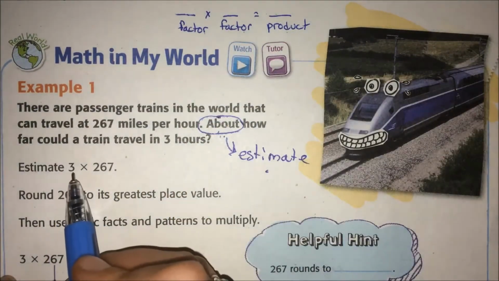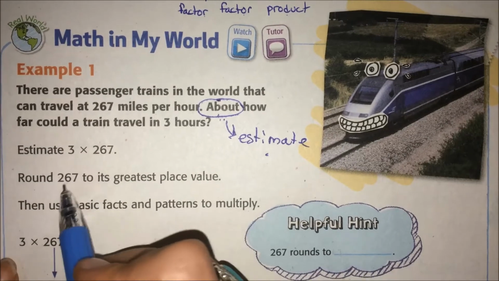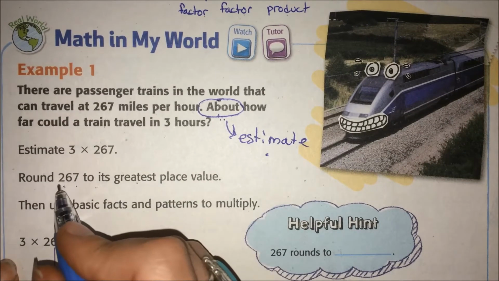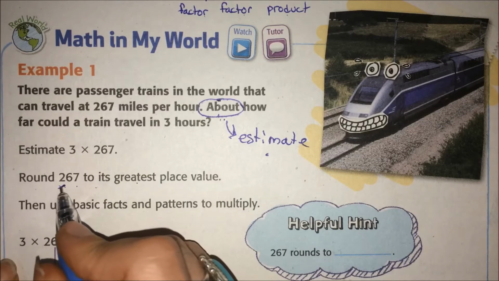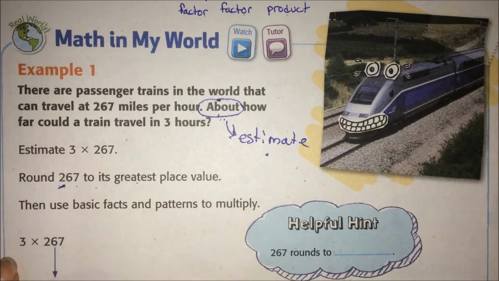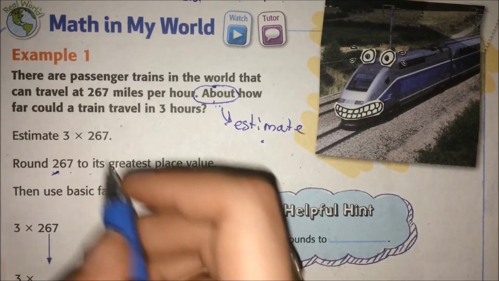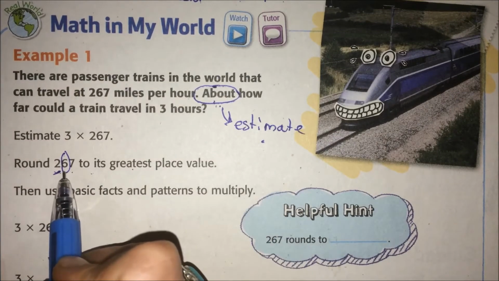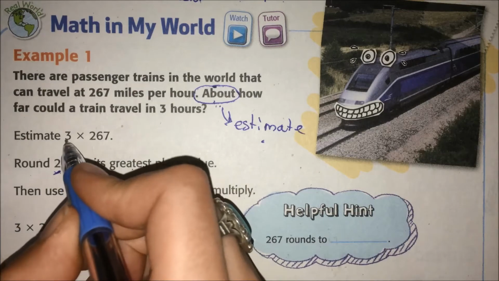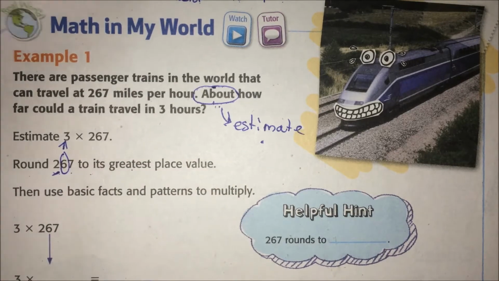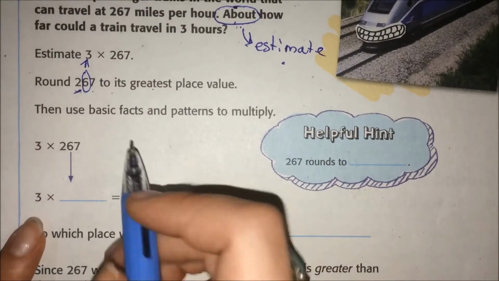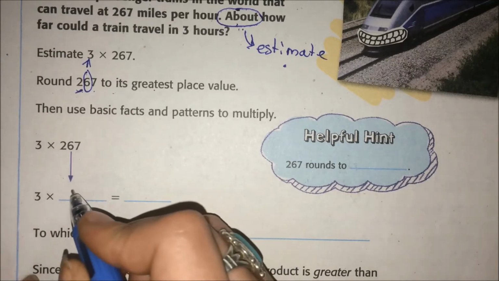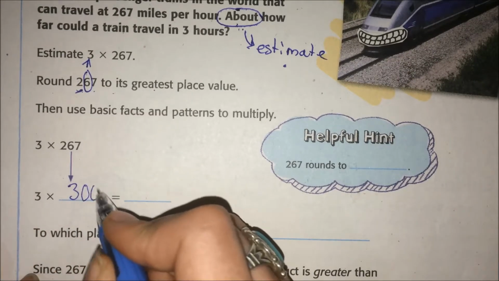3, we'll just leave. Round 267 to its greatest place value. The greatest place value is the hundreds place, so we're going to round to the hundreds place. We circle the number and think 5 and up, push it up. So 267 is going to round to 300.